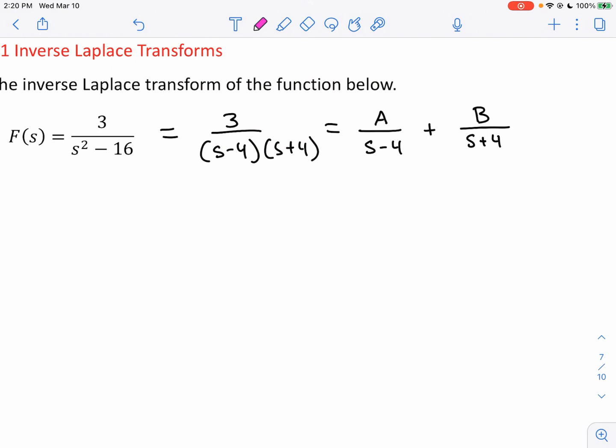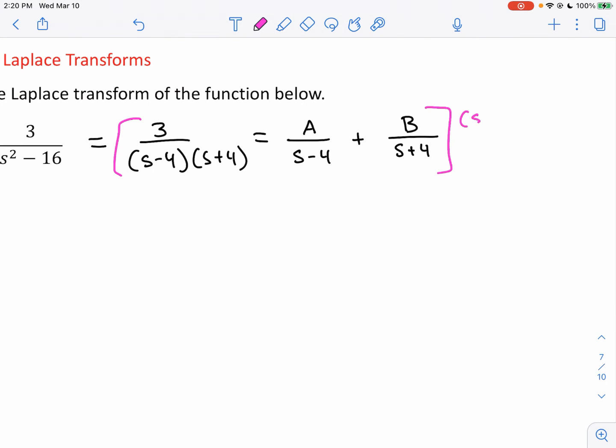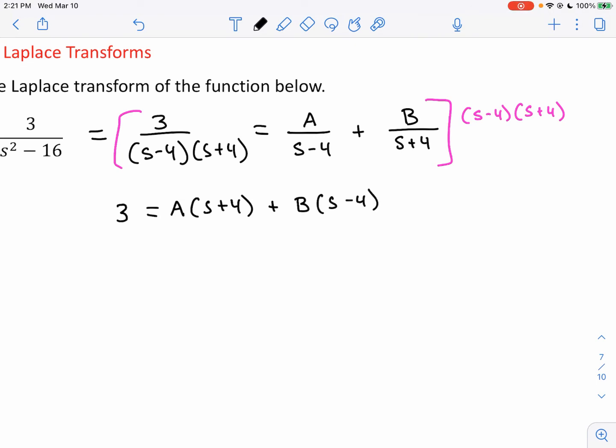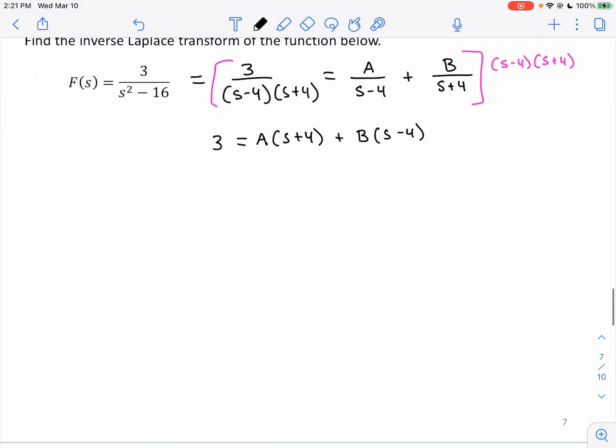Now the very next thing you should do is multiply both sides by the lowest common denominator, which is always going to be the denominator of the original fraction. And then of course we're going to take this and distribute it to all 3 fractions involved in this equation. So that leads to the following statement. I'm going to do the cancellation as I go as well. So we're just going to get a clean 3 all alone on the left side of the equal sign. Next to the A, the s minus 4s are going to cancel, so we're going to have A times s plus 4. And then plus, next to the B, with the B term, the s plus 4s will cancel, leaving s minus 4.